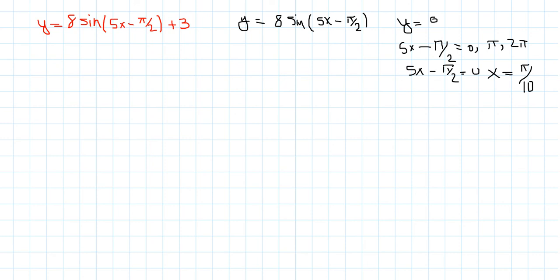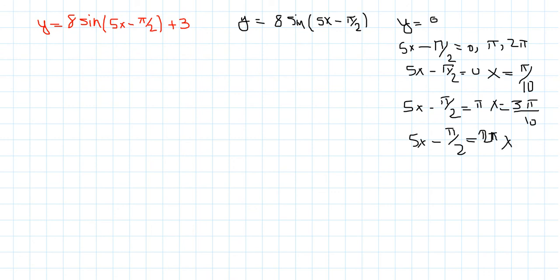It is the start point, and I know 5x minus pi over 2 is pi, so x equal 3 pi over 10, and 5x minus pi over 2 is equal to 2 pi, then x is 5 pi over 10. It is the shifted points. Now draw it.